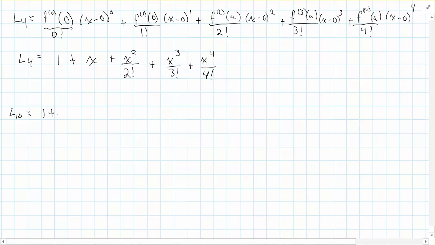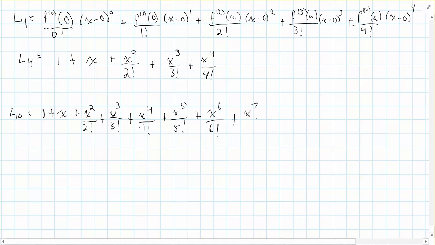This would be 1 plus x plus x squared over 2 factorial, just following my pattern, x cubed over 3 factorial plus x to the 4th over 4 factorial plus x to the 5th over 5 factorial plus x to the 6th over 6 factorial plus x to the 7th over 7 factorial plus x to the 8th over 8 factorial plus x to the 9th over 9 factorial plus x to the 10th over 10 factorial. So you can see it's a real quick thing that you could do. Once you've done a few terms, you can see what the pattern is and just go on.